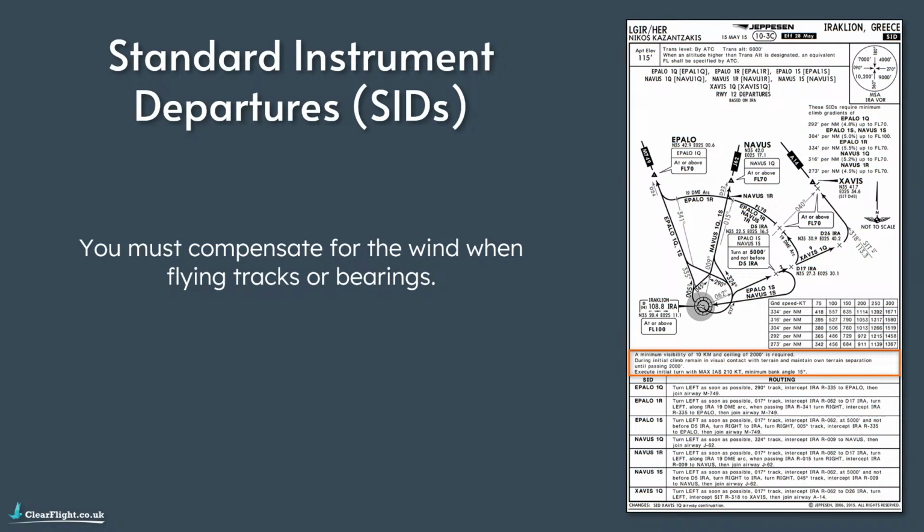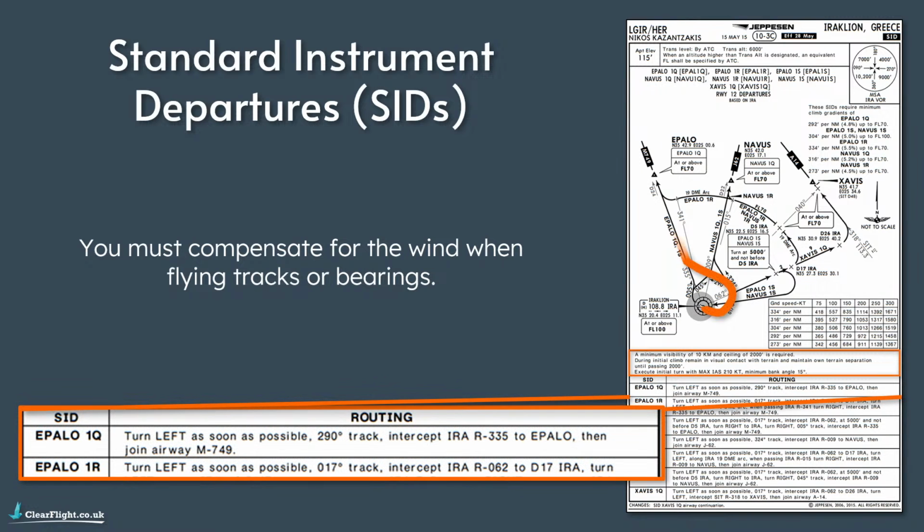Another thing to be aware of with standard instrument departures that plenty of students seem to miss when they're first getting their head around these is that you must compensate for the wind when you're flying any tracks or bearings. So if we take a look at the first departure on this plate here, which is that one marked with the orange line, the Apollo 1 Quebec departure, which says turn left as soon as possible, 290-degree track, then intercept the India Romeo Alpha radial 335 to Apollo, and then join the airway Mike 749.